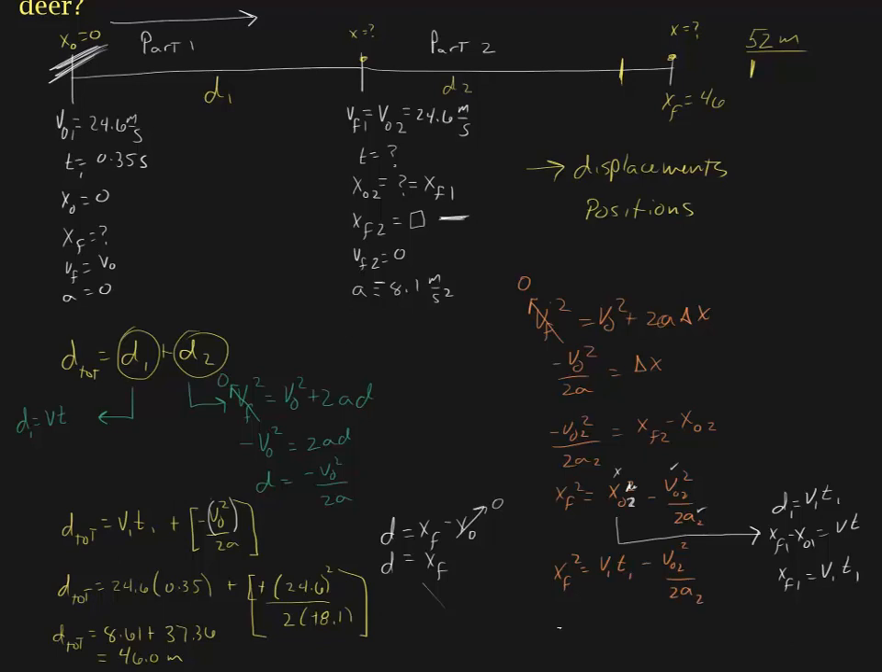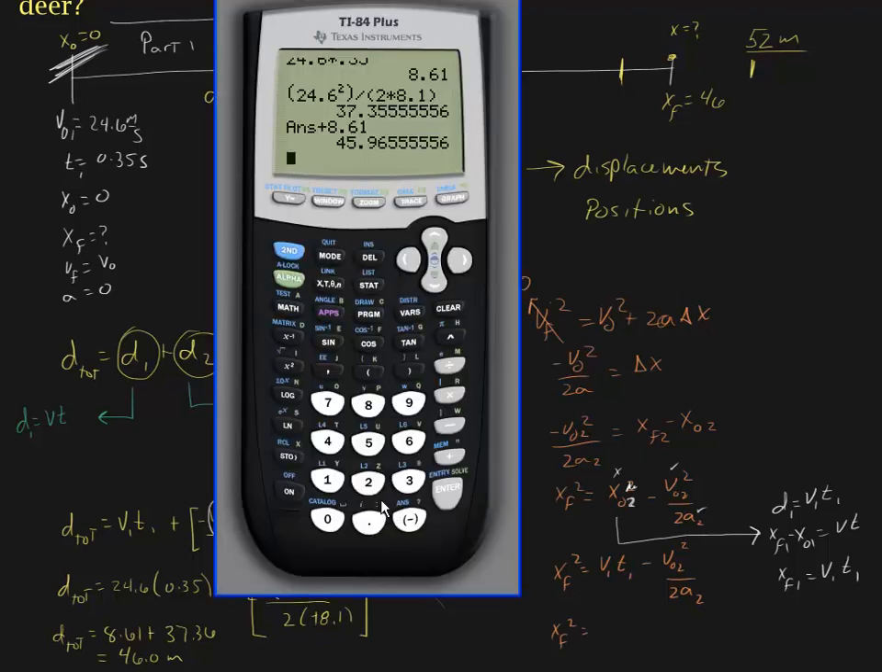We'll substitute our values. So we have x final 2 is equal to, and v1 was 24.6 times 0.35 seconds, which of course is 8.61.